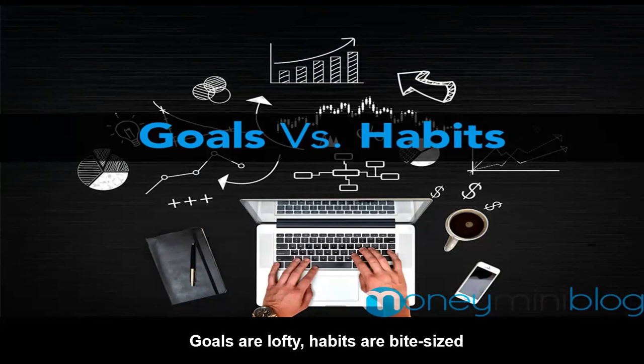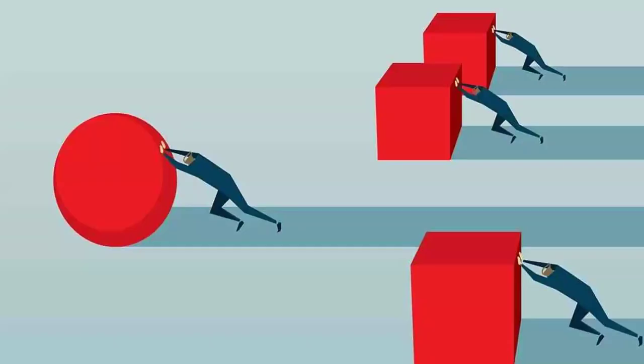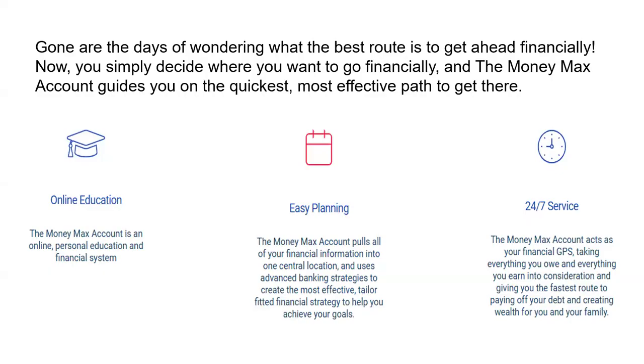It's goals versus habits. Remember, those goals somebody has are very lofty. Habits are bite-sized. And when you can create habits inside a technology program that does most of the work, it's going to allow you to get ahead of other people who aren't using technology, who aren't using linear equations, who are just following the bank's plan. Gone are the days of wondering what's the best route. 40 years ago, to get this done, you needed a room full of advisors. Now you just need a program, the Money Max account.